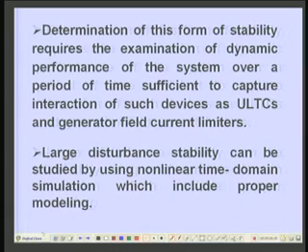The determination of this form of stability requires the examination of dynamic performance of the system over a period of time sufficient to capture interaction of such devices as ULTCs and generator field current limiters. Large disturbance stability can be studied by using non-linear time domain simulation, which includes proper modeling. In fact, for angle stability and voltage stability, the mathematical model required is identical, except that certain details which are necessary for voltage stability may not be relevant for angle stability.